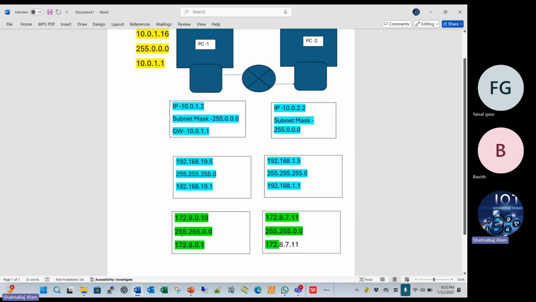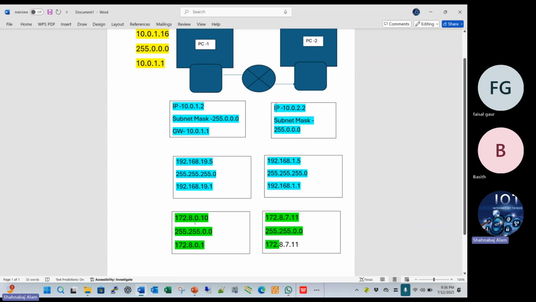Hello, Basit, are you here, right? Yes. You give me the answer. Yes, it will answer. Why will it not communicate? Because the first PC is 0, the second PC is 7, because the network is different. No, no, no. It will communicate, bro.